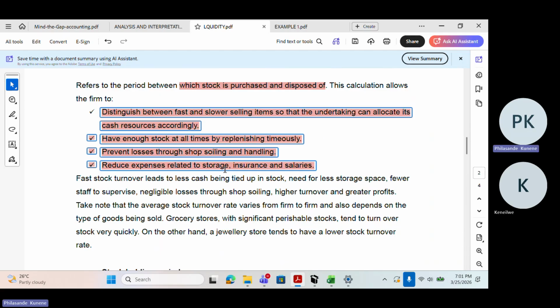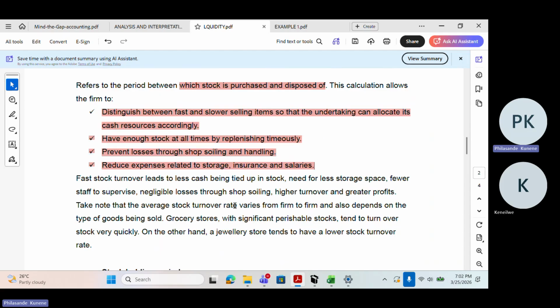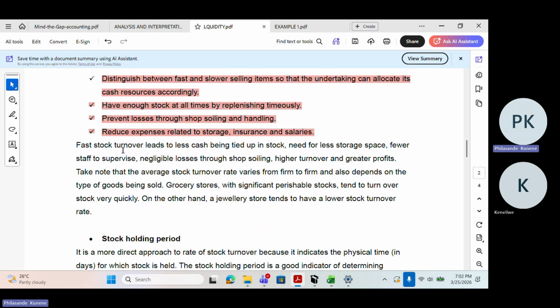I need to replace it more. It means I'm in a good position, because it means I am selling my stock. Fast stock turnover leads to less cash being tied up in stock, which is a good thing. You see, fast stock turnover leads to less cash being tied up in stock, less need for storage space, fewer staff to supervise, negligible losses through shop spoiling, higher turnover and greater profit.